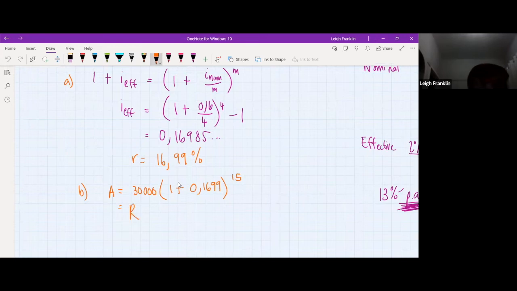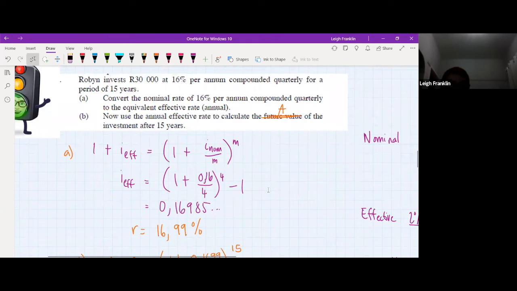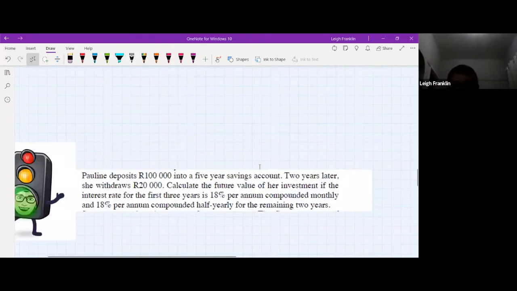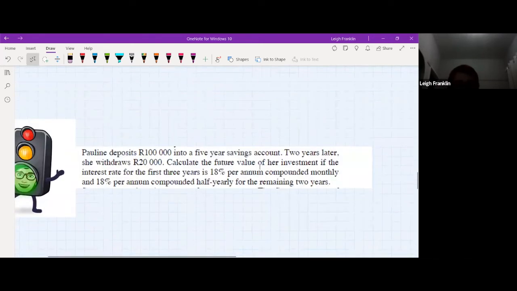I'm getting 315,756 Rand and 55 cents. So it's important that we know our nominal and effective interest rate formula in case they ask us a question about that as well. Good stuff. Let's move on. How's everybody feeling? Are we all good?